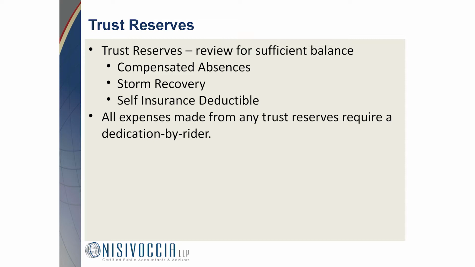If there are any other reserves, the one piece that we do have when it gets into the trust side is, as everybody knows, once you get money onto your trust reserve, you need a dedication by rider to spend the funds. So not only when you establish these reserves and set them up, make sure that there's a dedication by rider approved, because you want to be able to spend the money in time. As you're accumulating the reserve, you don't need it, but to actually expend those funds, you need a dedication by rider, which you have to apply for on the division side.